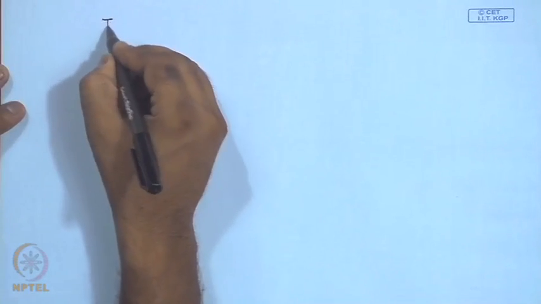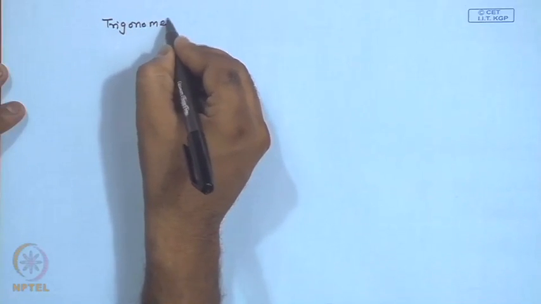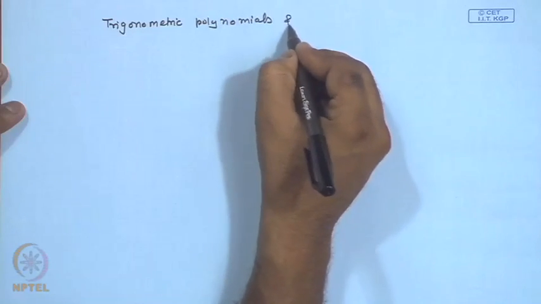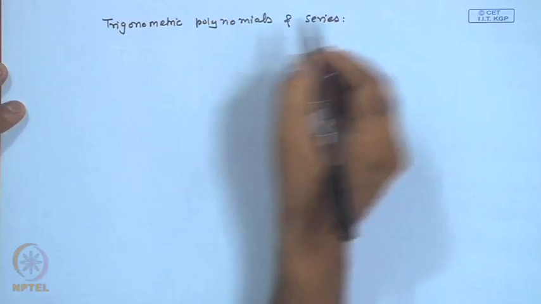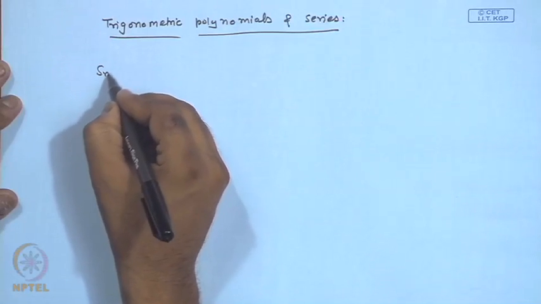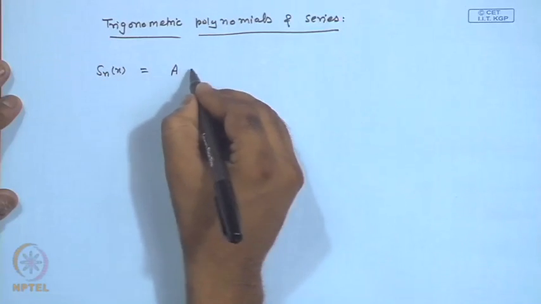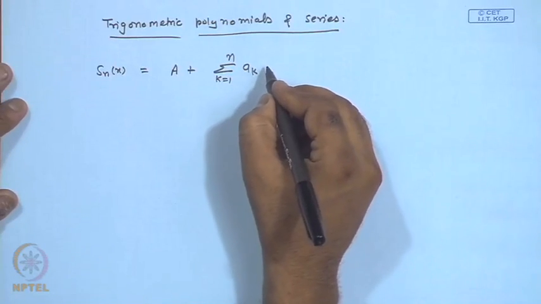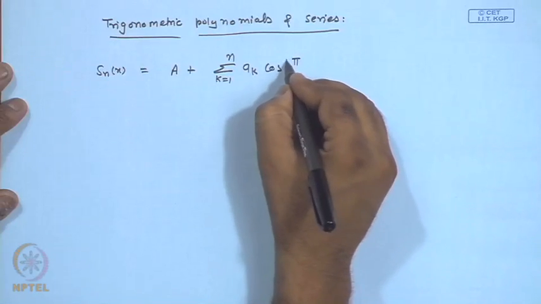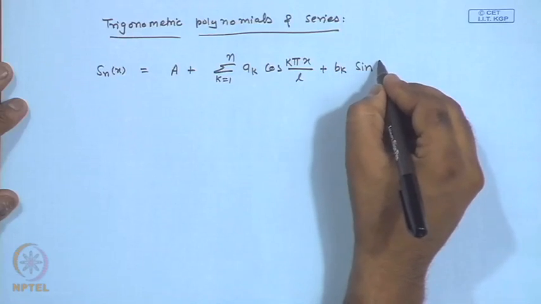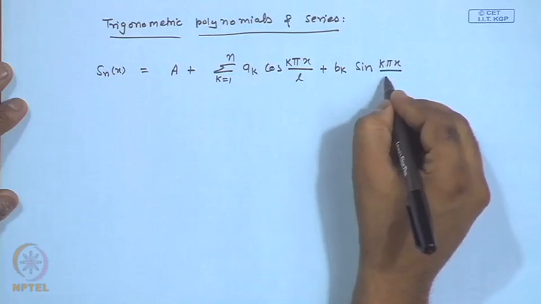Now, we talk about trigonometric polynomials and trigonometric series. So, a trigonometric polynomial of order n is defined, I will call it S_n(x), as some constant plus the sum from k equals 1 to n of another constant a_k cos(k pi x over L) plus b_k sin(k pi x over L).